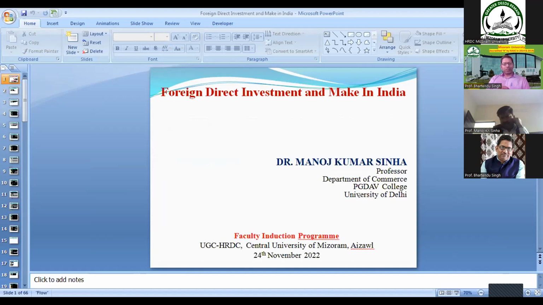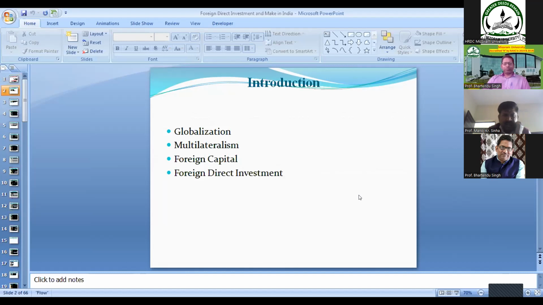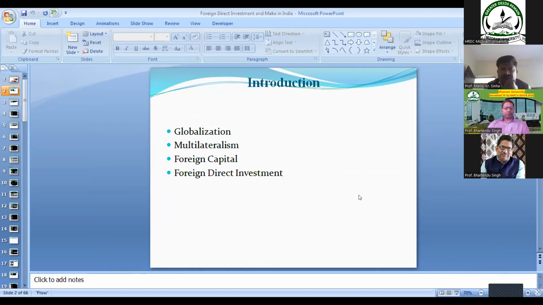So our topic is foreign direct investment and make in India. FDI is a part of foreign capital, and foreign capital is a part of globalization. Globalization is the integration of markets across countries, and it facilitates the movement of factors of production from one place to another. Factors of production include capital, labor, and machines. All these are factors of production.